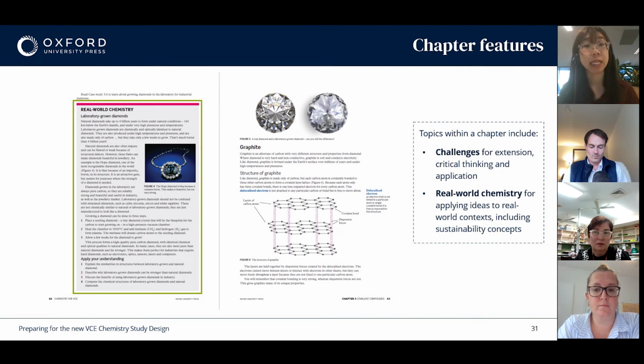Another feature is the challenge. This provides students with the opportunity for extension. So it's an opportunity for them to practice critical thinking skills and apply their knowledge. We also have these real-world chemistry features. These connect the chemistry content to real-world examples. We don't really see this here with covalent compounds, but say for the polymer chapter or organic compounds chapter, which Kate mentioned earlier, sustainability is certainly built into these real-world chemistry features.